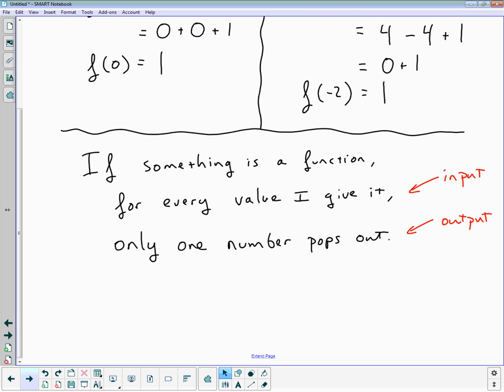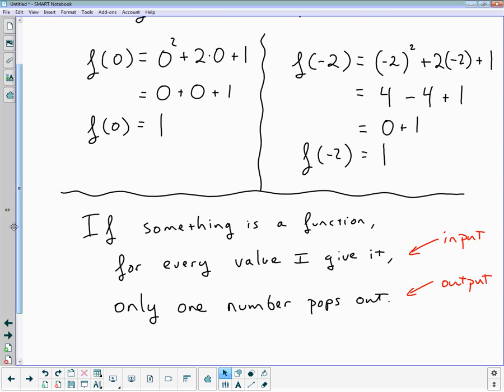Just like right here, two different items, 0 and -2, they both gave me the same thing. They both produced 1. That's okay. Two different items can have the same price. A 0 and a -2 can both give me 1, and that's okay. But if I put in a number and I get two numbers out of it, I get a problem. Like this.